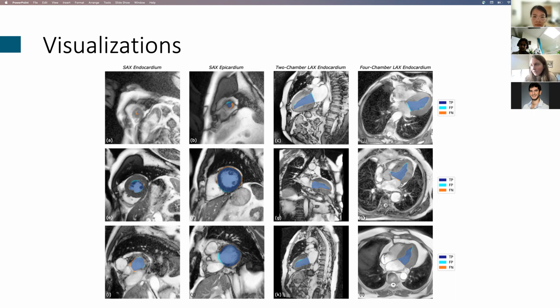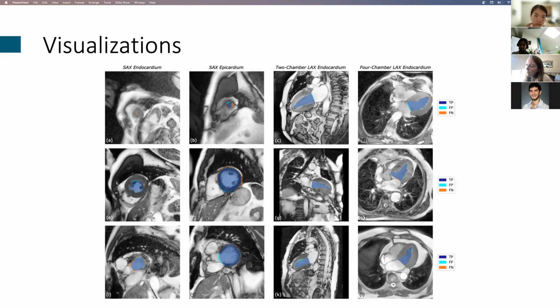So these are not failure cases. If you just pick out the median performing case according to the DICE score, you can see qualitatively how we're doing. Typically, the segmentations are pretty good. There's a little bit of disagreement at the borders. So the dark blue color is correct segmentations. The bright orange color is false negatives, so we didn't predict where we should have. And the cyan color is false positives, so we predicted where we should not have.